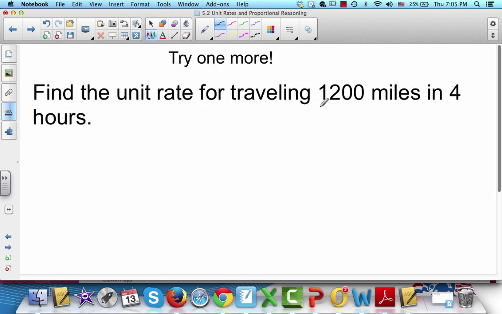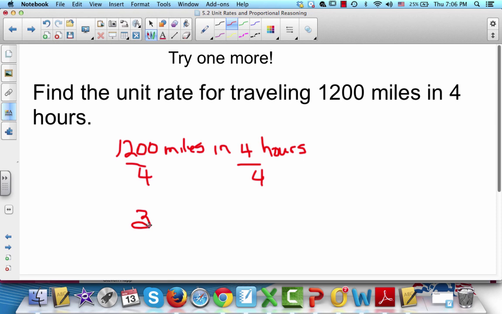Find the unit rate for traveling 1,200 miles in 4 hours. Pause the video and try this one. So we've got 1,200 miles in 4 hours, and we want it to be per 1 hour. That's how you get a unit rate, for being by 1 hour. So we divide both of them by 4, and we get 300 miles in 1 hour. Okay? Very good.